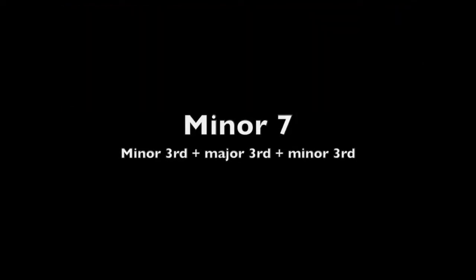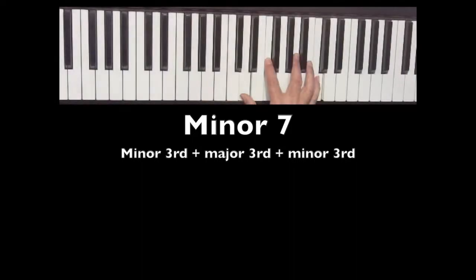So now let's take another look at this D minor seventh and analyse its construction. From 1 to 3, we have a minor third. From 3 to 5, we have a major third, and from 5 to 7, we have a minor third. So, from 1 to 3, minor third. From 3 to 5, major third. From 5 to 7, minor third.